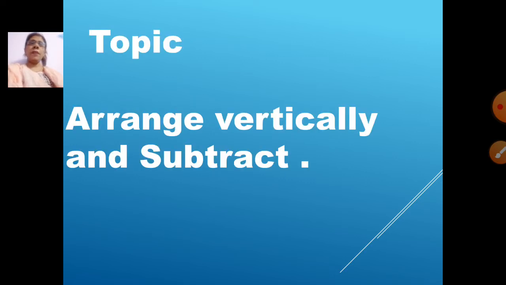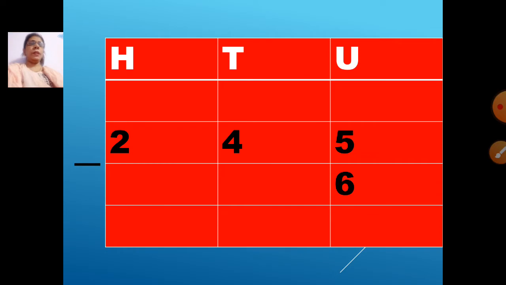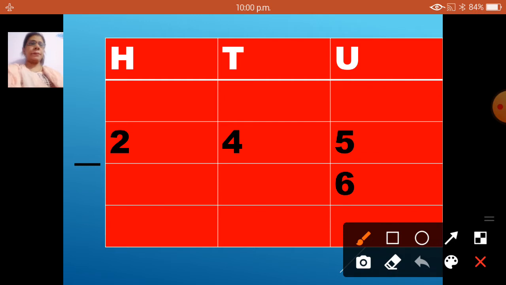Now our topic is arrange vertically and subtract. Our question is 245 minus 6. So let us arrange it vertically. Here we have arranged them in hundred, tens and unit column according to their place value. And now after arranging vertically we are going to subtract. So let us subtract.